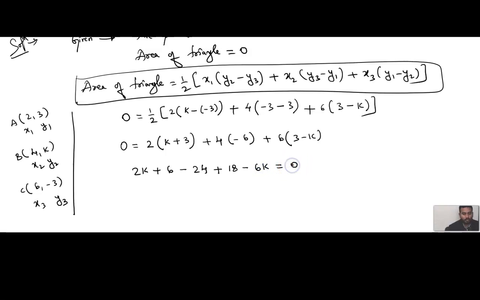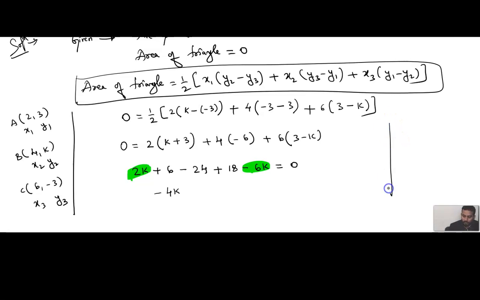Now I am bringing this 0 to the RHS side. Okay. Now just concentrate on the k values. Here we have 2k, here we have minus 6k, right? So 2 minus 6 is minus 4k. Now what terms are left out? Plus 6, minus 24, plus 18.